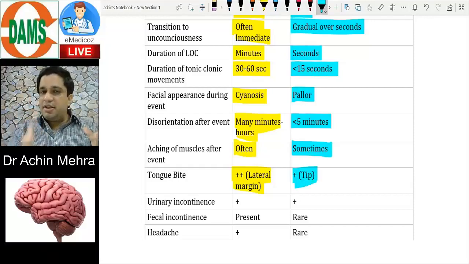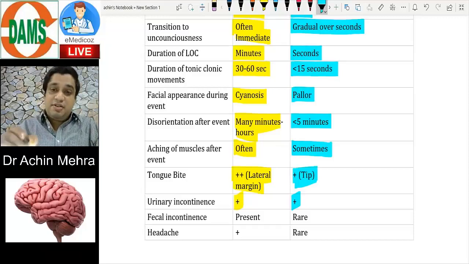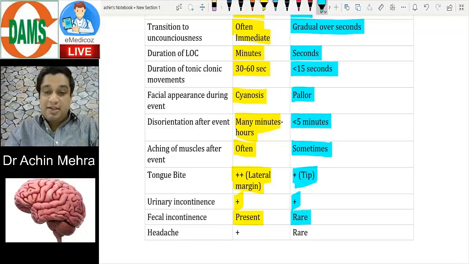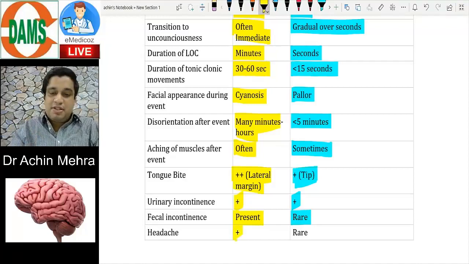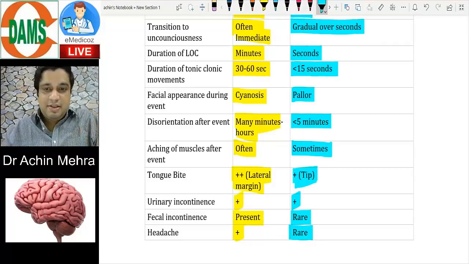Urinary incontinence, again important, is seen in both of them. Some of the authors do write that it's more common in a seizure and less common in a syncopal attack, but it's seen in both of them. Fecal incontinence, from volume 1 of Harrison in the syncope chapter, is something seen in a patient of a seizure episode. It's rarely seen in a patient of syncopal attack. Headache is more common in patients of seizure, less common in a syncopal attack. So this is a table that will easily help you recollect.